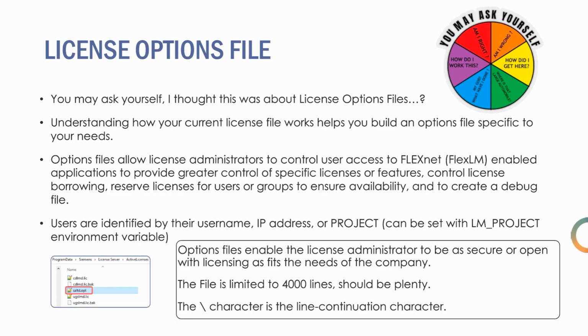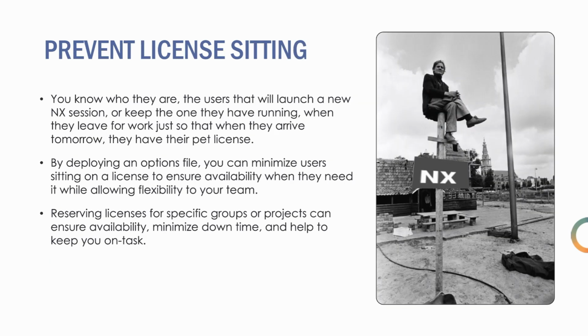Okay. So now we're on to license options files. Understanding how your license is built helps you build license files, or license options files, that is. There's a few different ways of building them. You can identify users by their username, IP address, project. There's a few different ways of identifying how to distribute these licenses, and we'll get into that right now.